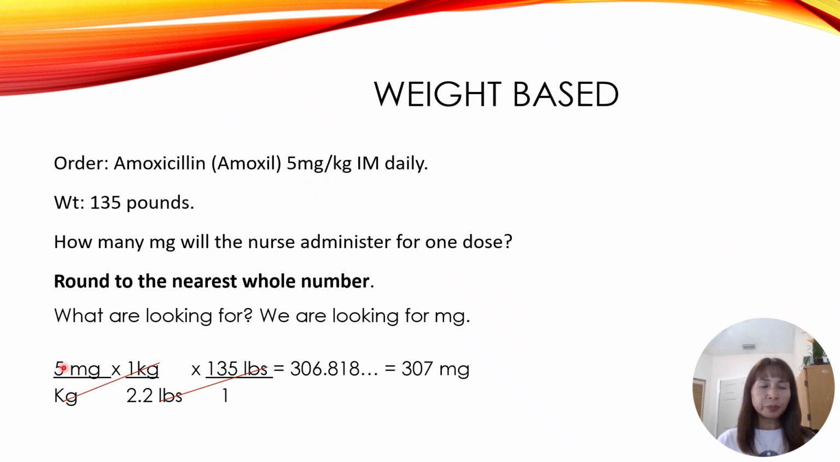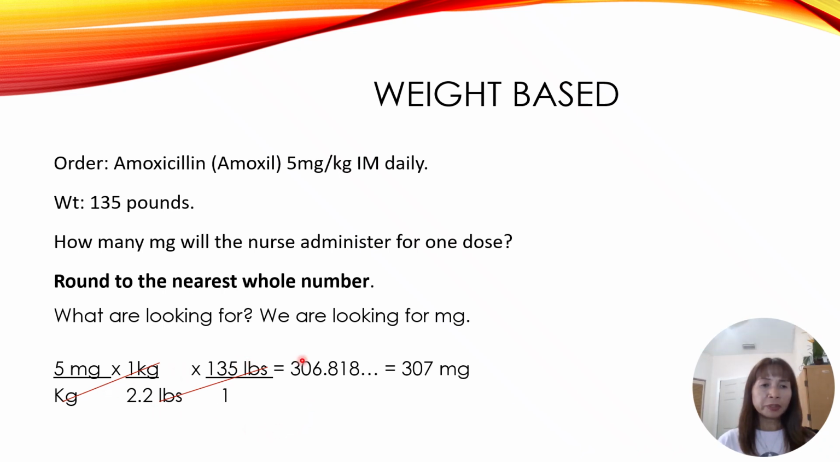Okay, so now we're going to set it up. 5 milligrams over 1 kilogram times, to cancel the kilogram, we put kilogram on top. So 1 kilogram is 2.2 pounds. Now we put what the patient weighs, which is 135 pounds. Now cancel pounds, cancel kilogram.